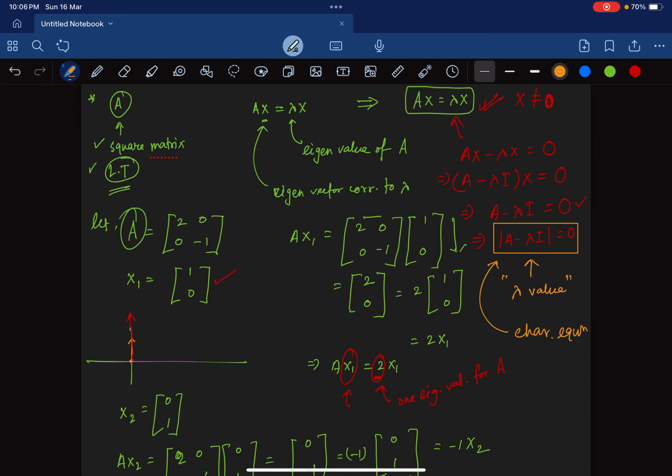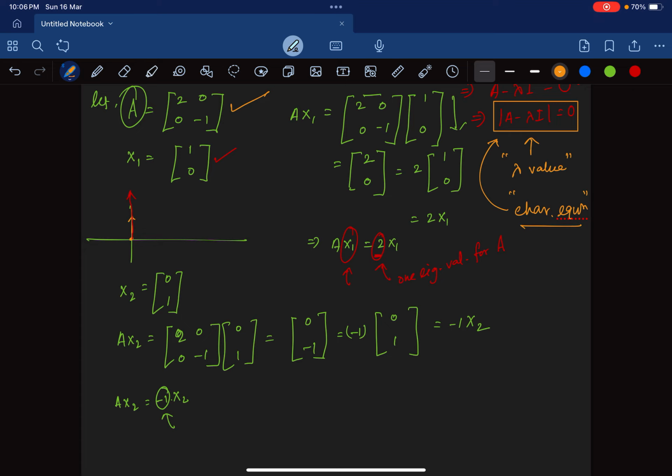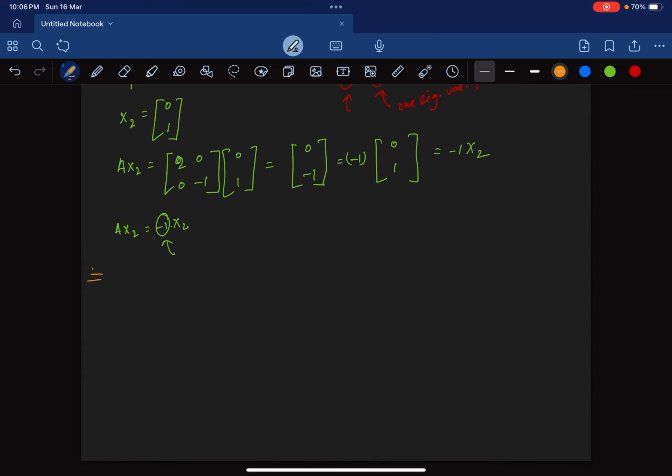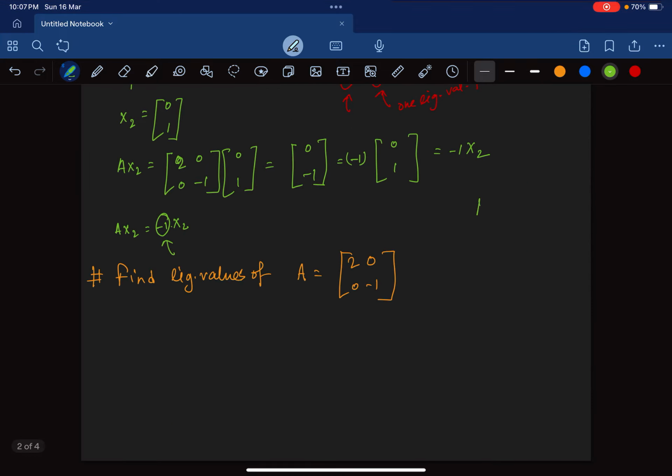Okay, so the characteristic equation will give you the eigenvalues for a given matrix. For the matrix we just considered, that is 2 0 0 minus 1, find the eigenvalues of the matrix given by 2 0 0 minus 1. We consider this one. Now see, before going into this, one thing you should know.